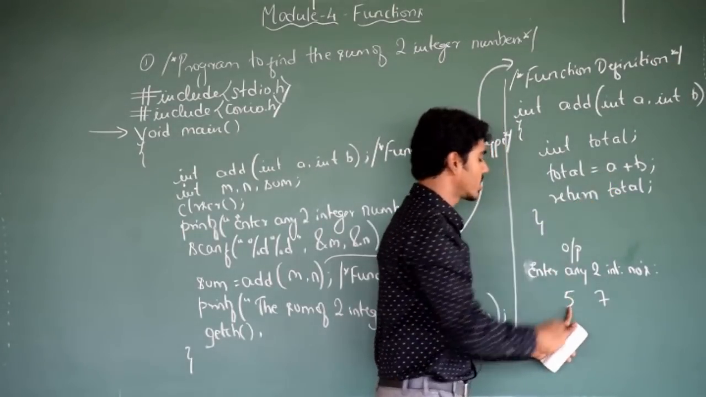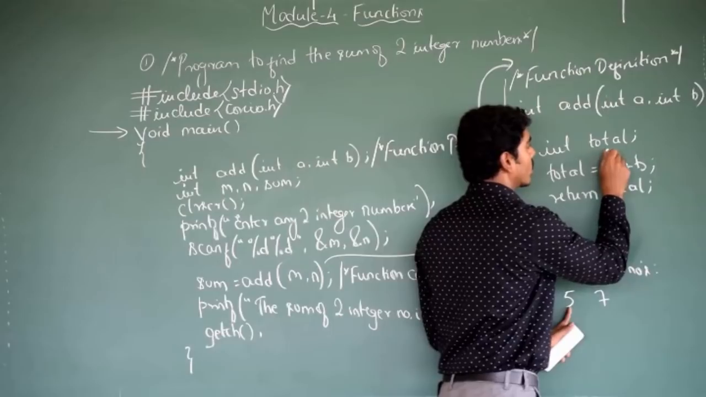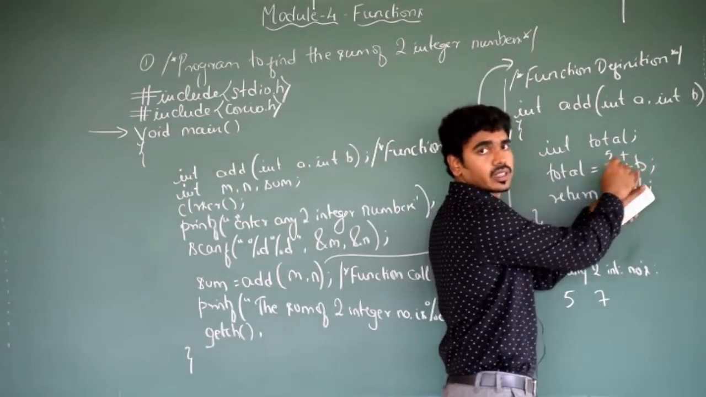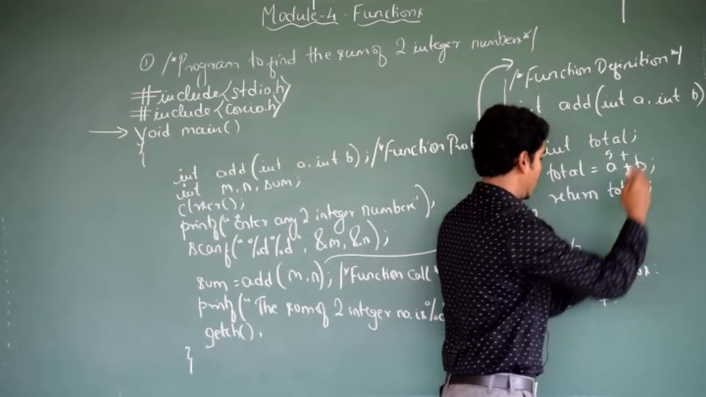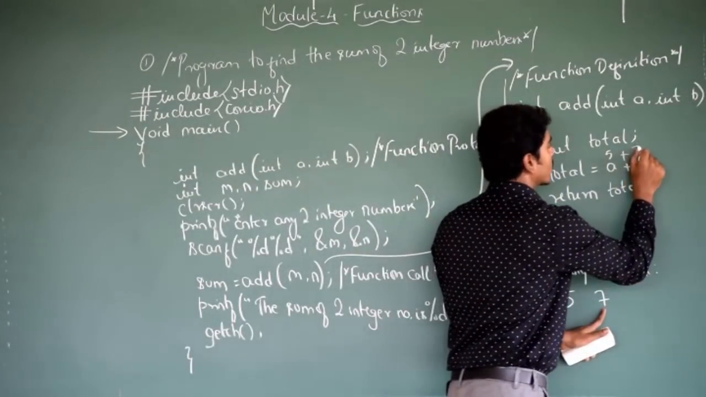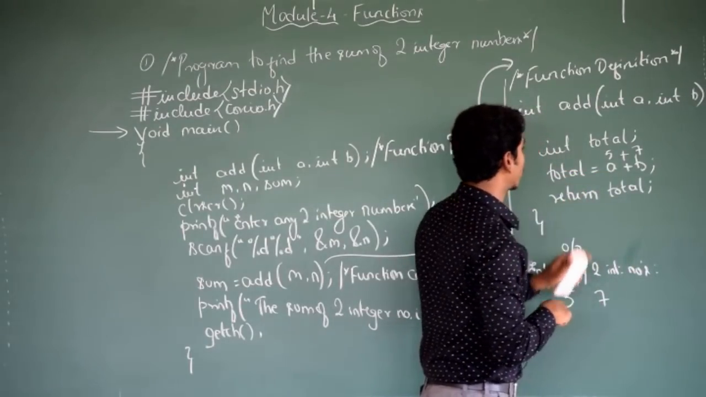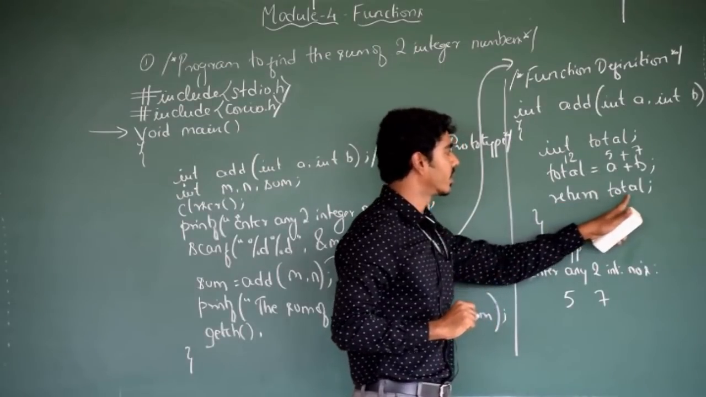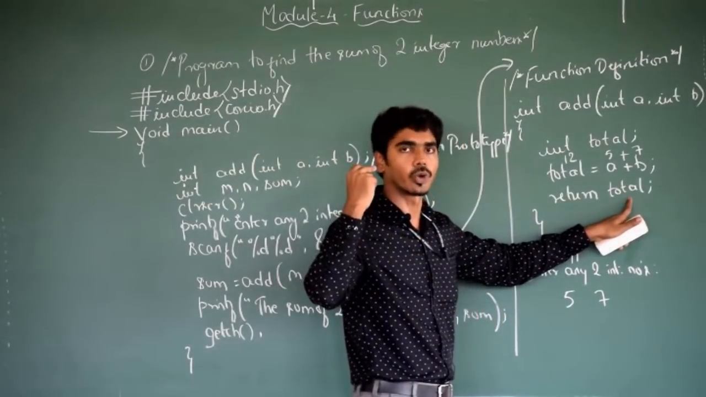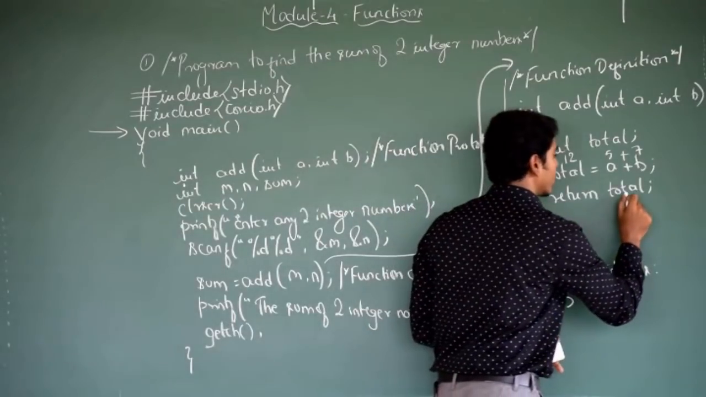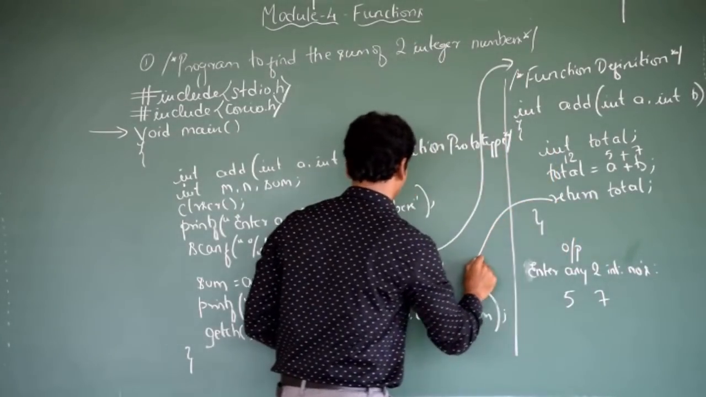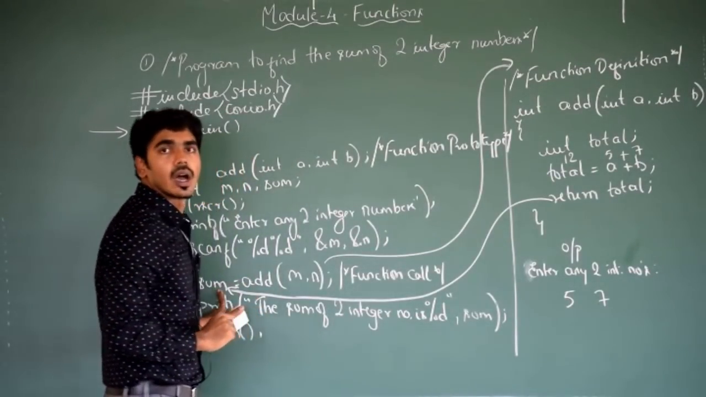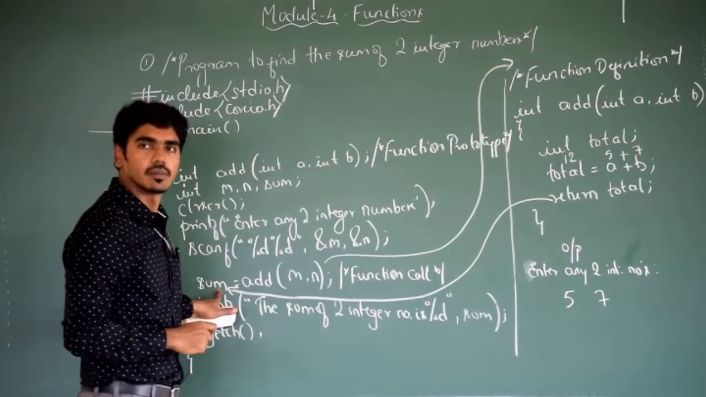The value of m is 5. So 5 plus, what is the value of b? The value of b is the value that we have copied from n, and its value is 7. So 5 plus 7, the total is 12. At last, I am going to return this result total back to the calling program, the main program. The result total returns control back to the place where it was called, and the result occupies a variable called sum.